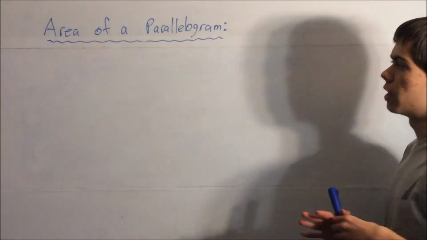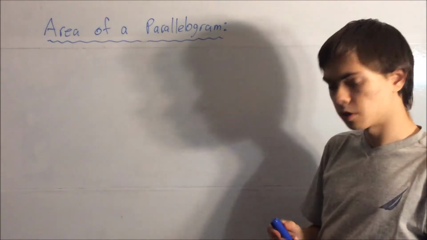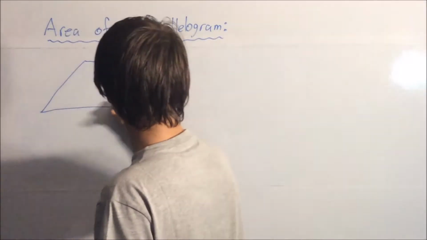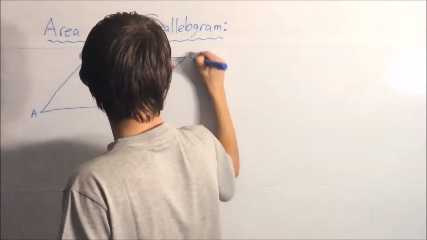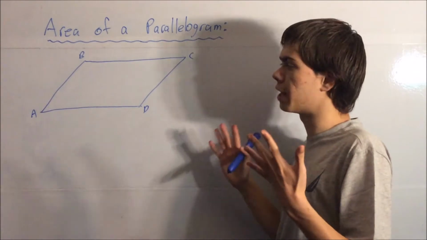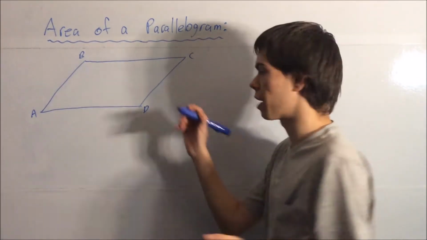Our goal is to figure out what the area of a parallelogram is. Now to start out, we're just going to draw a parallelogram. Now to find the area of this parallelogram, what we're going to start out by doing is divide the area of this parallelogram into other individual areas.